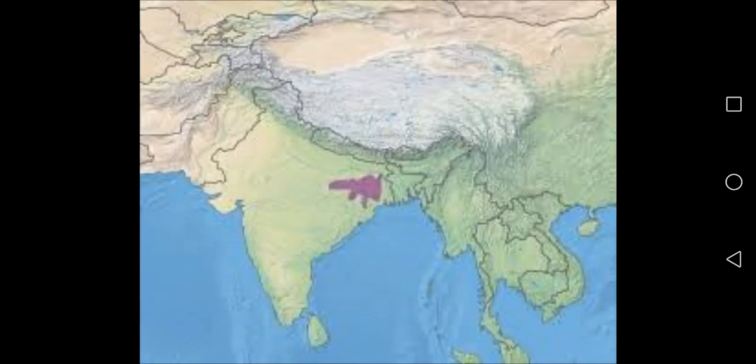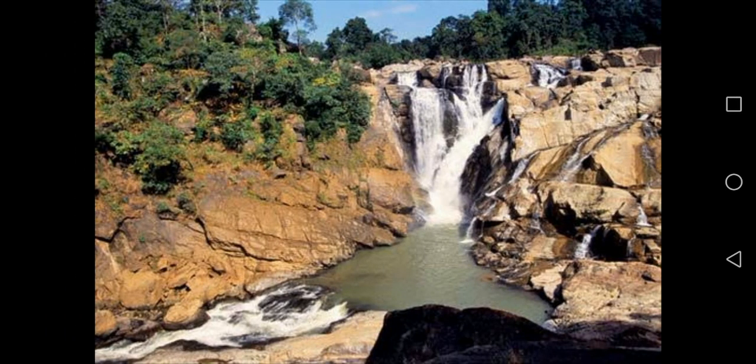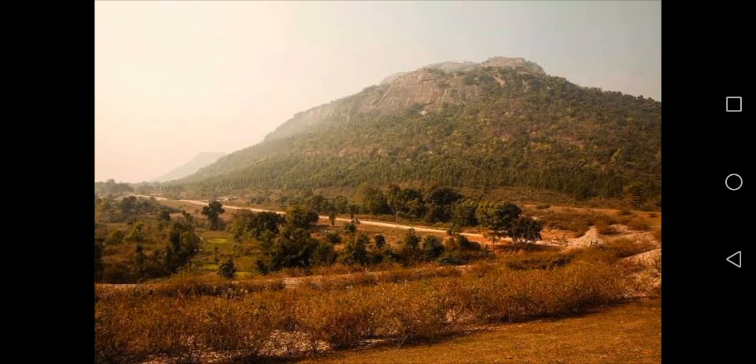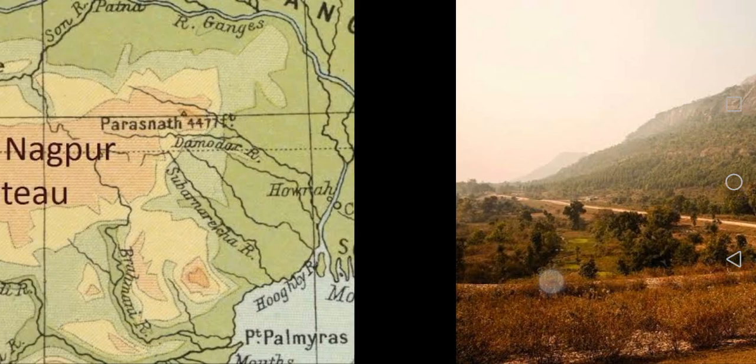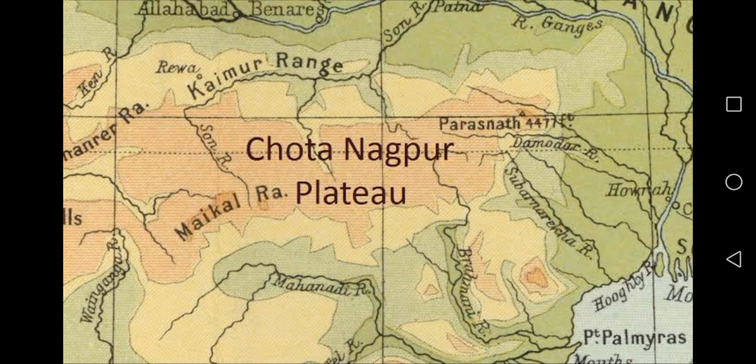Chota Nagpur Plateau is very famous. You can see the location here, shaded in dark purple color. Chota Nagpur Plateau contains different types of minerals that are very important at present. Different types of round shape hills are found there. Chota Nagpur Plateau is very much famous for minerals, and other important rivers also drain the plateau.